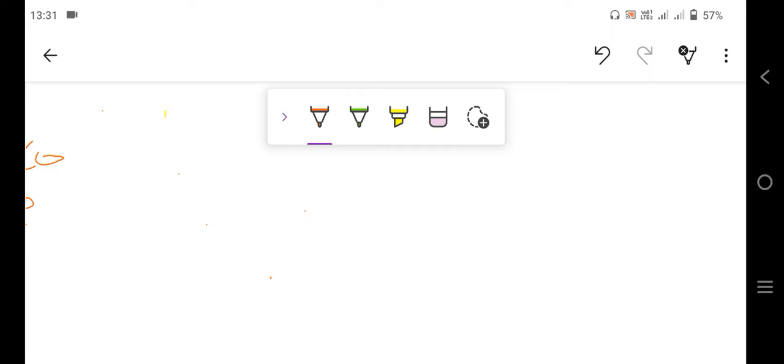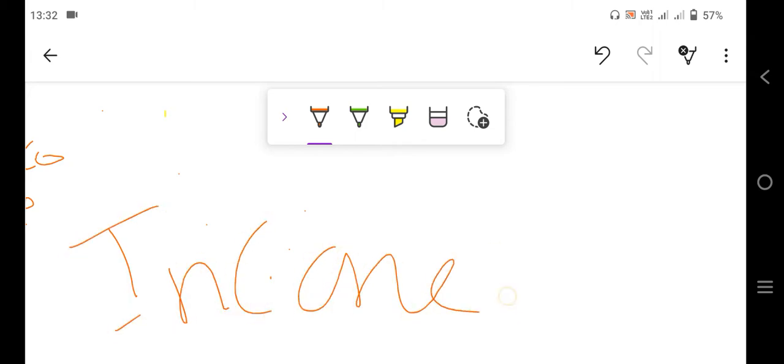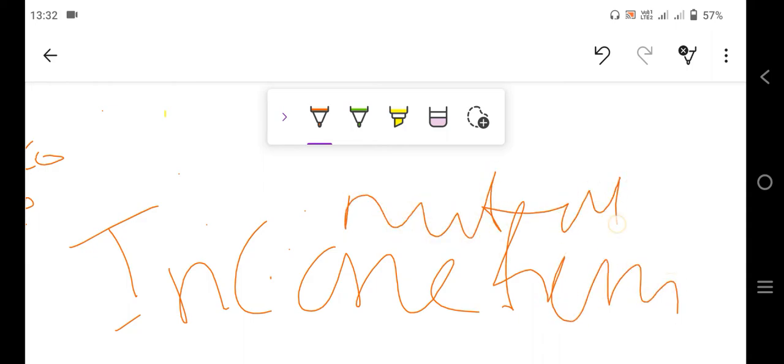Such surplus cannot be termed as income. So in this regard, I repeat again: income from mutual activity.